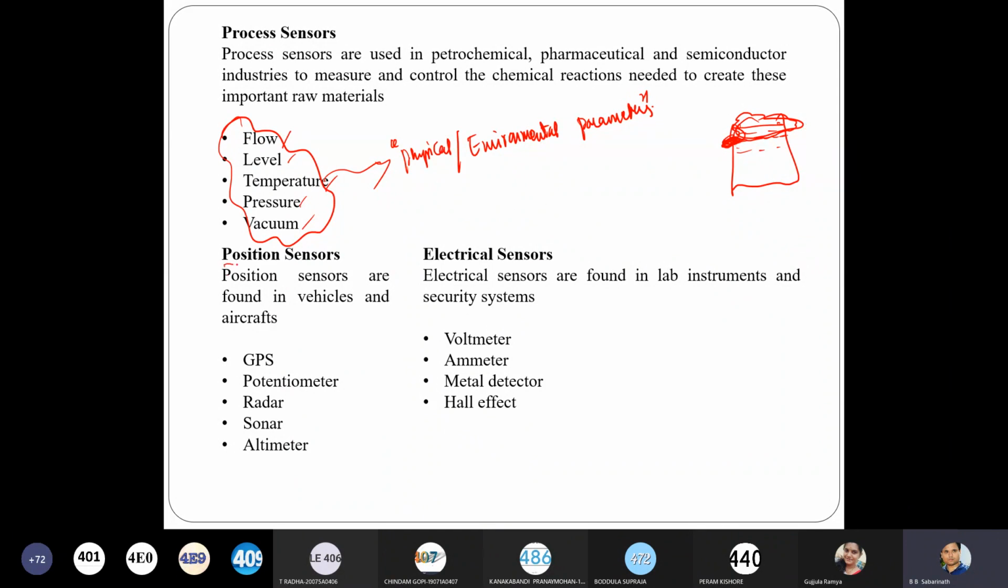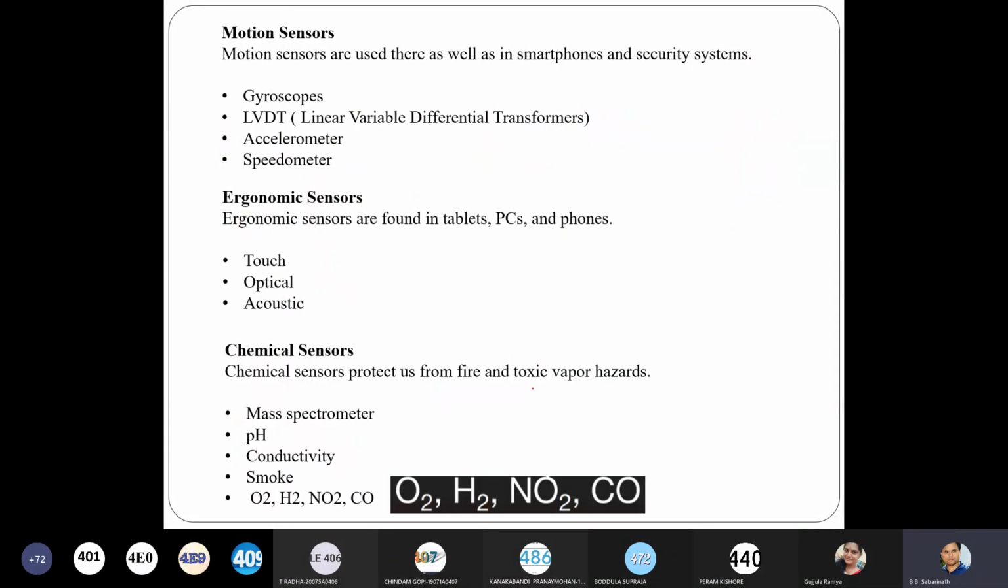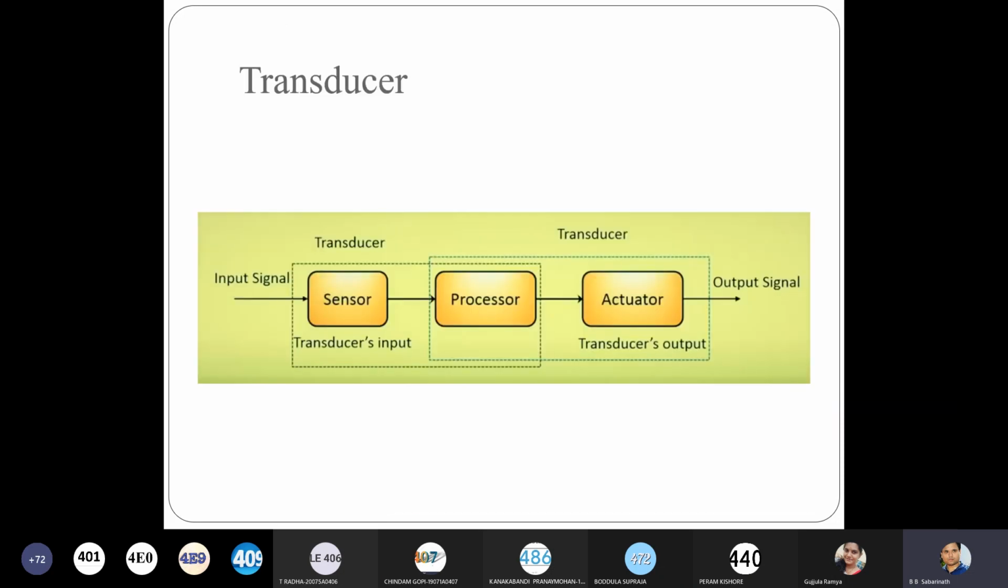Then position sensors, like GPS, radar, sonar. Electrical sensors, which you may find in labs. Like that, you have motion sensors: gyroscope, accelerometer, speedometer, and ergonomic sensors like touch, optical, acoustic. Then chemical sensors, different chemical sensors that protect us from fire and toxic vapor hazards. So these are the different fields of what sensors are and what we can do.